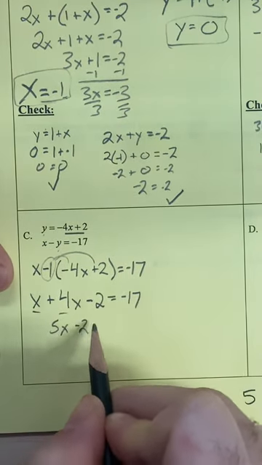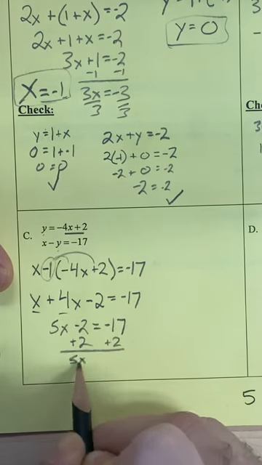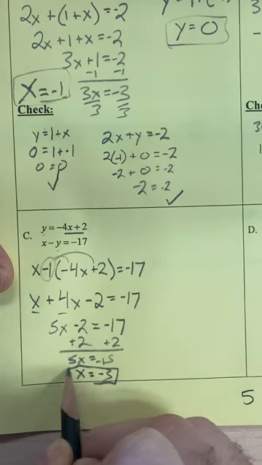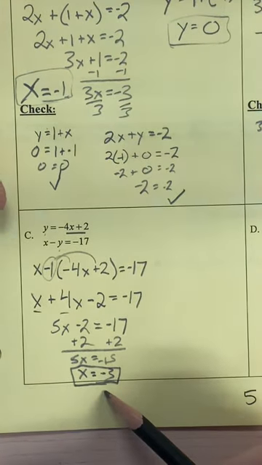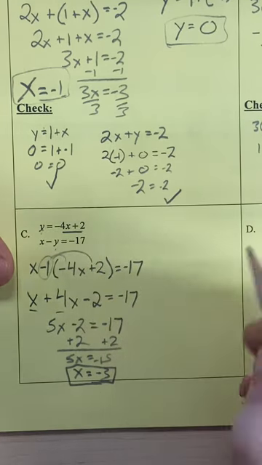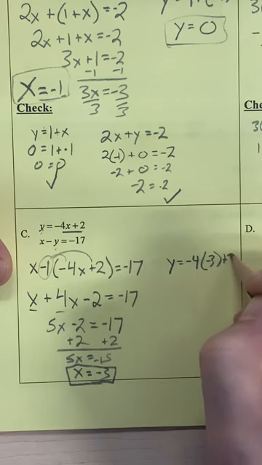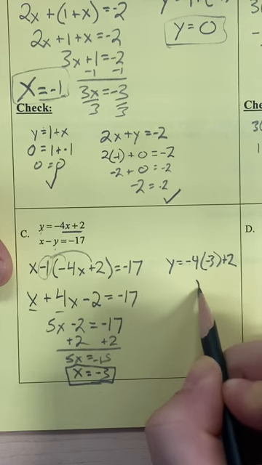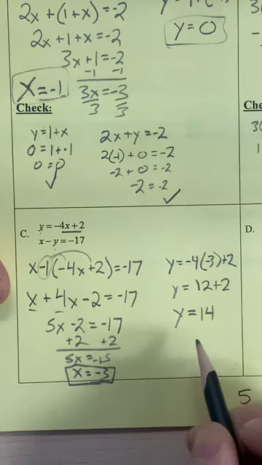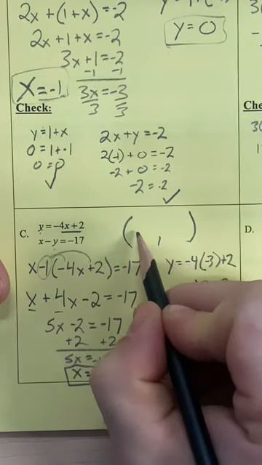Combine like terms, 5x minus 2 equals negative 17. And then go through the inverse operation steps to solve and find out that x equals negative 3. Once we get that x value, we can plug it into either equation. Again, this one is simpler because y is solved, but it would work in either one. So I'm going to say y equals negative 4 times negative 3 plus 2. Negative 4 times negative 3 is 12. And 12 plus 2 is 14. So my y value is 14, which means my ordered pair that's the solution to this system of equations is (negative 3, 14).